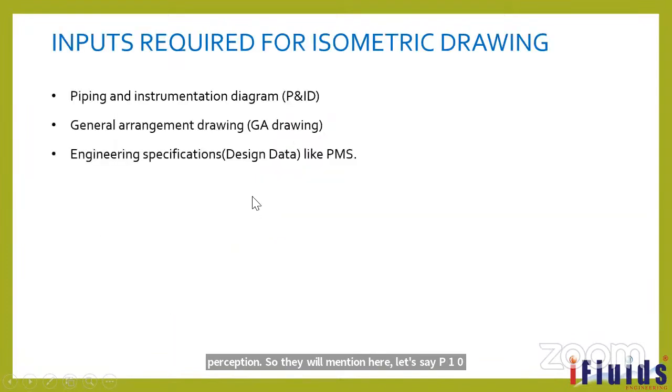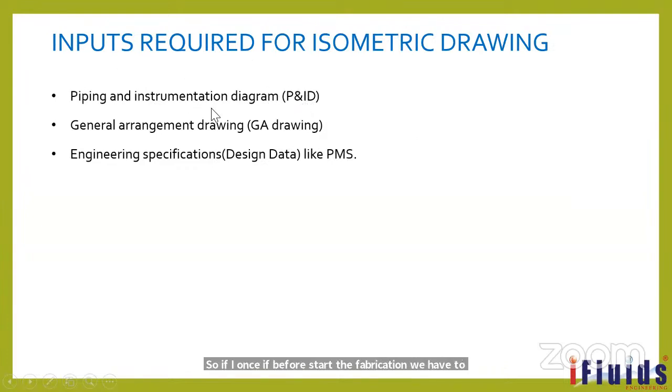So it will connect to the suction. That one we have to cross check with the P&ID while checking the isometric, to see whether it is really connected to the pump or not, because mistakes can happen anywhere. In the P&ID we may make a mistake, or we may make a mistake in the piping layout, and then in the isometric.